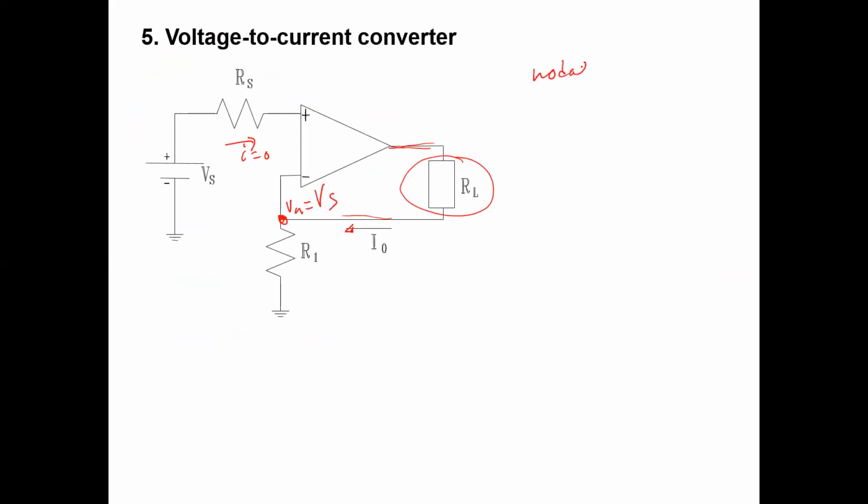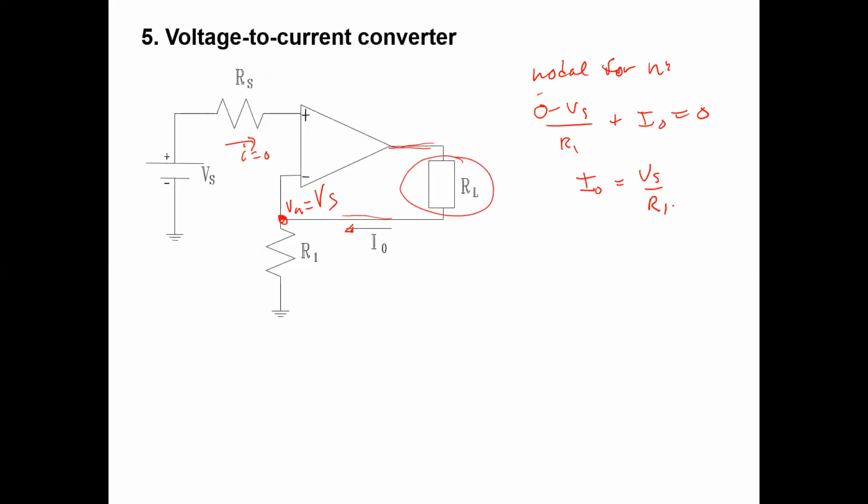So you can do a simple nodal equation for the Vn node. And it'll tell you that 0 minus Vs over R1 plus I0 equals 0. And therefore, I0 is going to equal Vs over R1. So you can have a current that's coming through that load resistor that's independent of the load resistance, to a point. I mean, it's only going to work over a certain range of values. But it would be interesting to build one of those and see how constant that current source actually is. Mason?